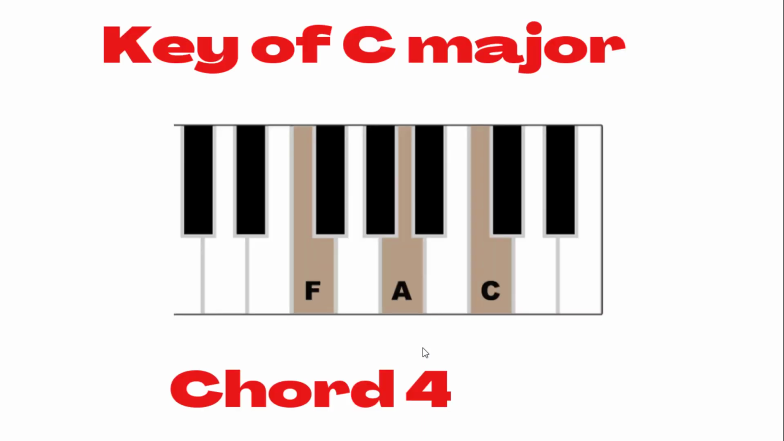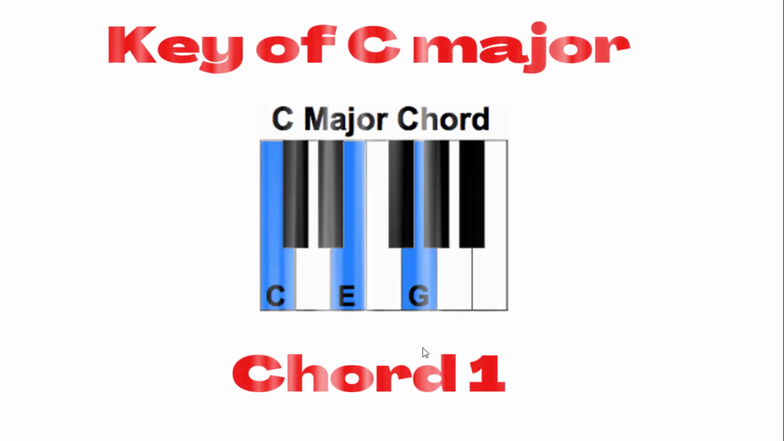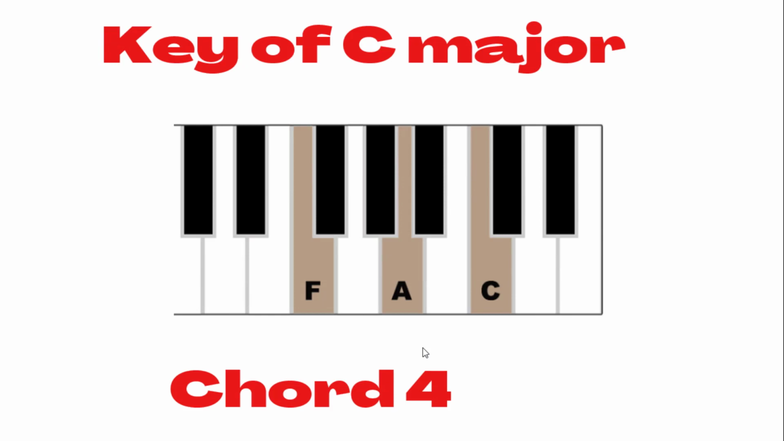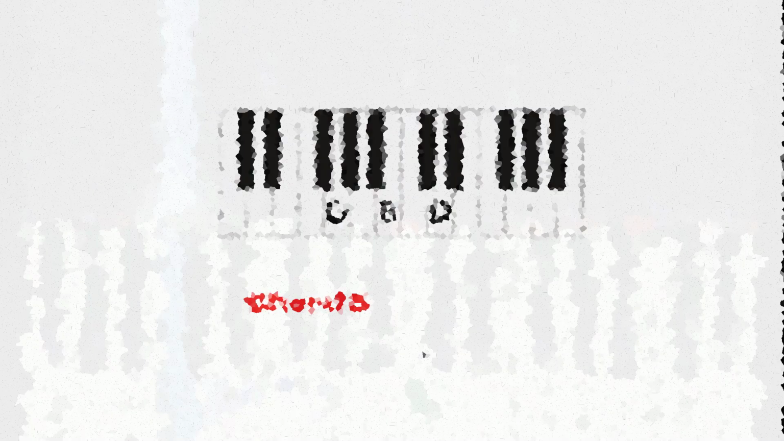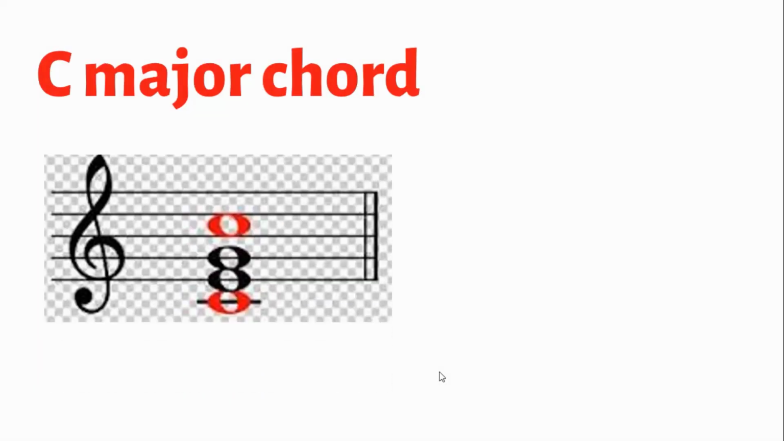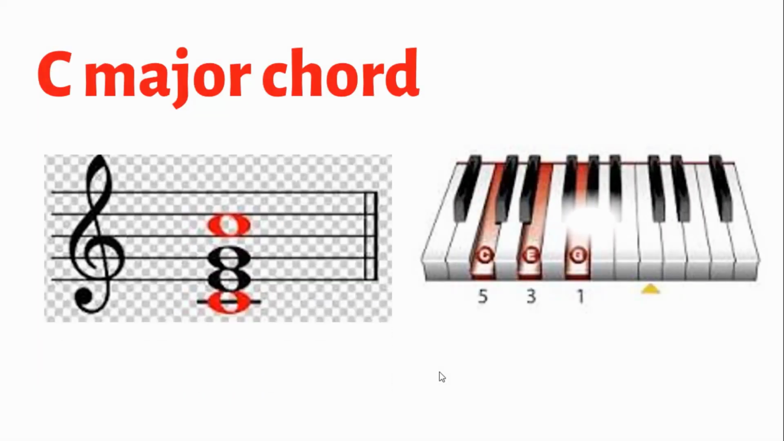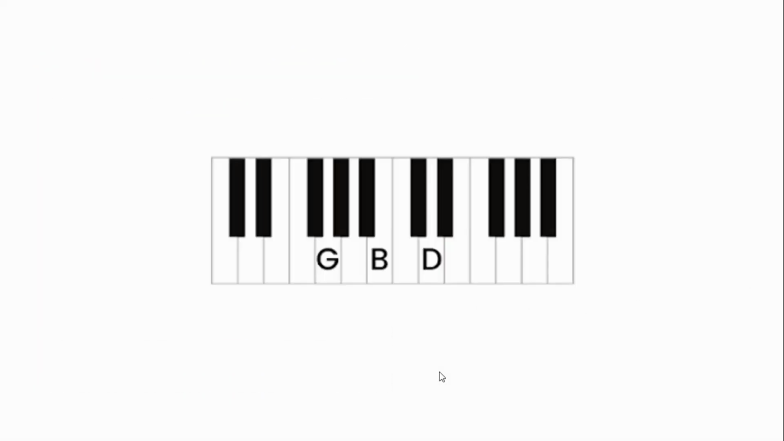Your chord 1 in C major is C, E, G. Your chord 4 in C major is F, A, C, and your chord 5 in C major is G, B, D. Go through the previous lesson and learn about chords. Back to Row, Row, Row Your Boat.